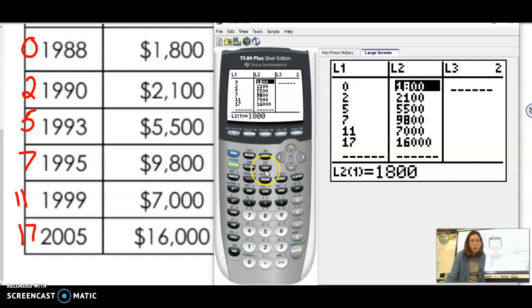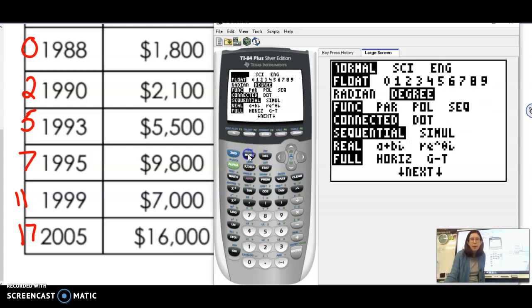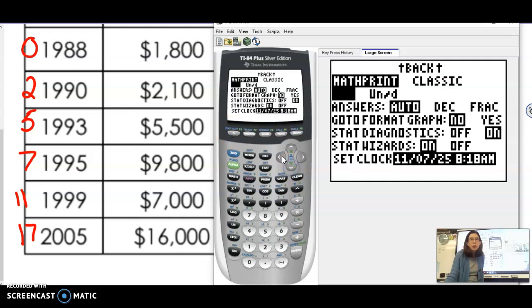So now we're going to make sure that our calculator has the r² value showing up. You should only have to do this once, but click the Mode button on your calculator. Mode is right here next to Second. And you're going to come down here and make sure that it says Stat Diagnostics on. Right there where it says Stat Diagnostics, this one needs to say on.